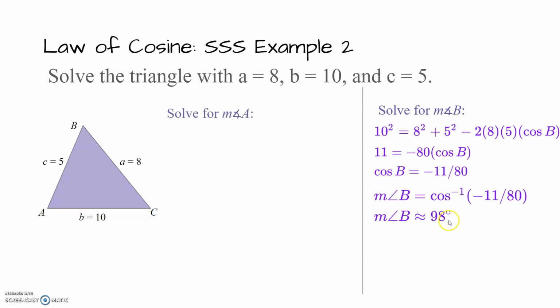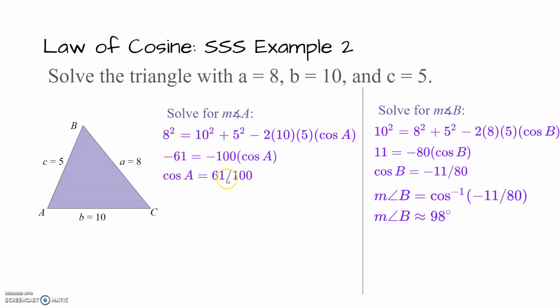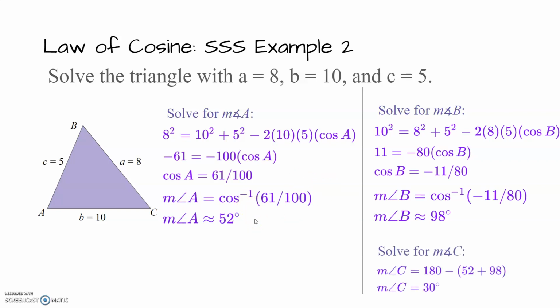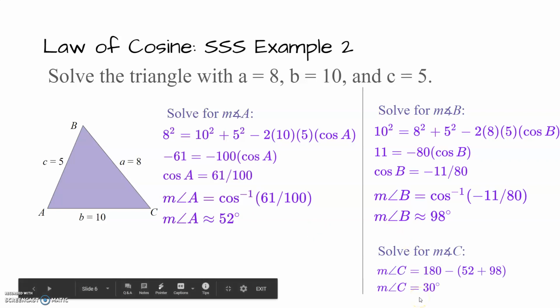So once you have one angle, you can again set up a different formula. Again, you can use law of sines or law of cosines once you have an angle in side, side, side. Going through and setting up an equivalent formula for angle A, solving using cosine inverse gets us 52 degrees, and then very quickly we can subtract and get 30 degrees.